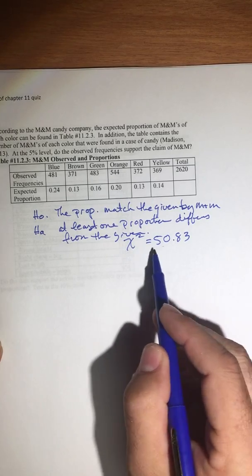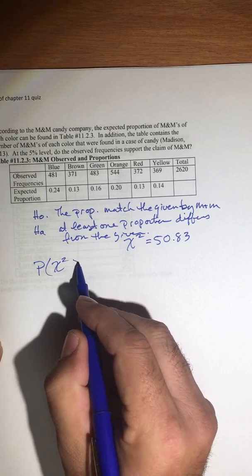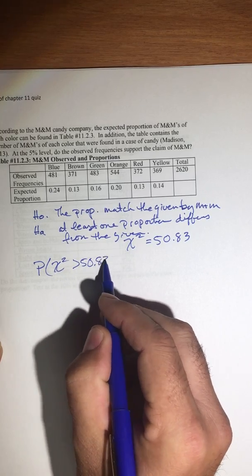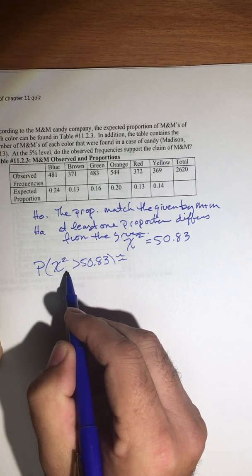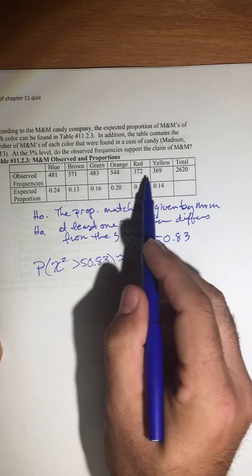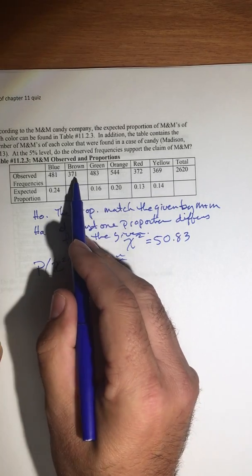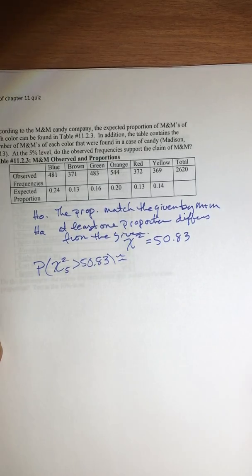All right, so there's our chi-square number. So we're going to say the probability that our chi-square value is as big as 50.83 is approximately, and we're going to have to figure that out. And we need to know how many degrees of freedom we have. Well, in a goodness of fit test, you have one less degree of freedom than you have categories. So there's 1, 2, 3, 4, 5, 6 categories. So therefore we have 5 degrees of freedom.